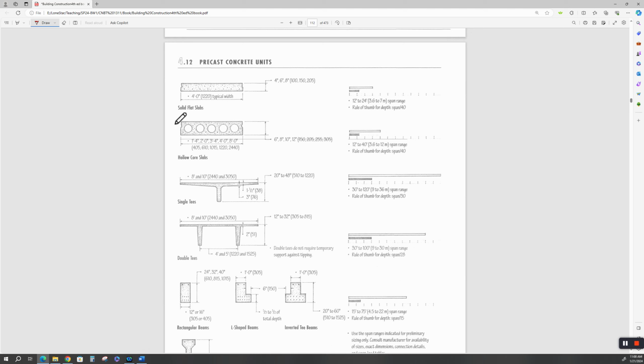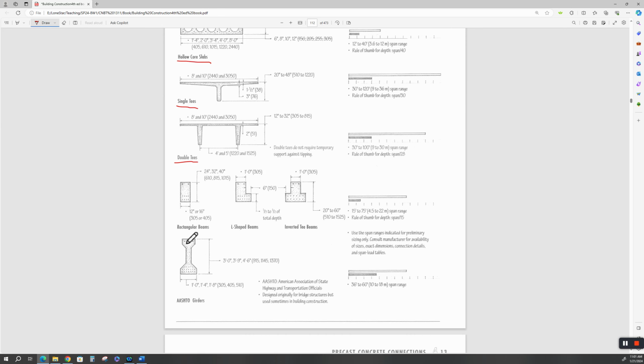All right, so solid flat slabs, hollow core slabs, single T slabs. Now, why is it called a single T? Well, hey, Mr. Wizard, because there's just a T, one T. And these are double T's. Why? Because there's two of them. All right, wow. Isn't that cool? And you thought us engineers were smart guys. That's just simple, right?